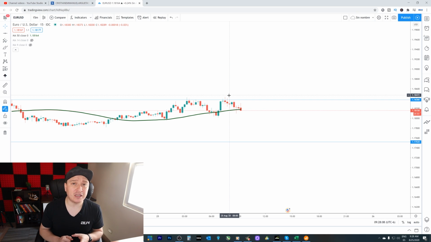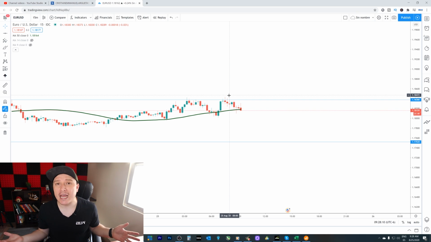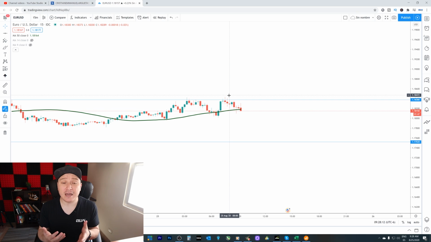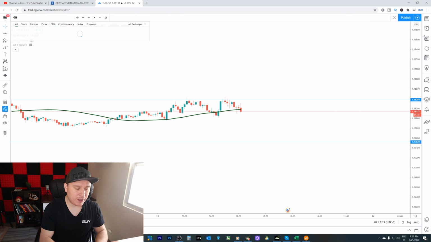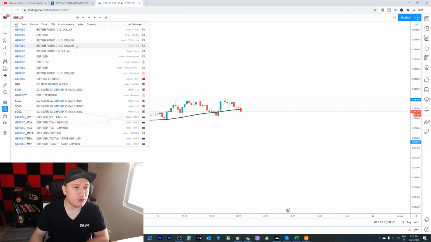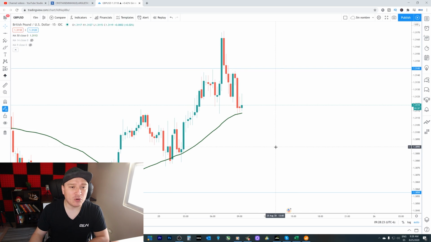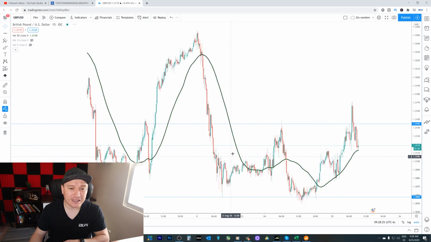But the cool thing about this strategy is that you can use it with any pair. So that means you're not supposed to just stick to EURUSD and that's it. What you've got to do is look for a different pair. So I was looking at GBPUSD, which basically moves the same way. So I did exactly the same thing.